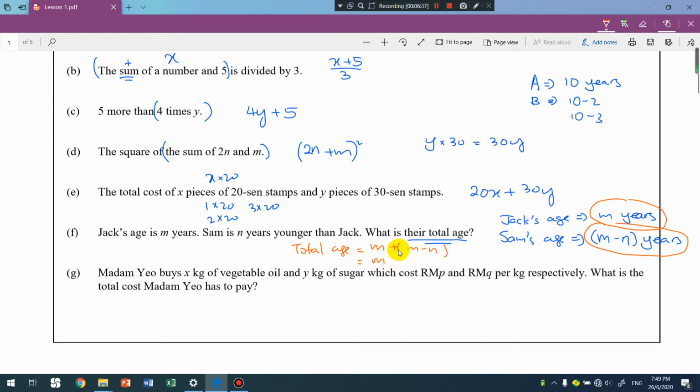M, if this is positive, when you open up the parentheses, you will get exactly the same thing: m plus m minus n. Positive, positive, nothing here means positive. You get positive, positive, negative, you get negative. But if this is a negative, you have to be extra careful. For example, m minus n.